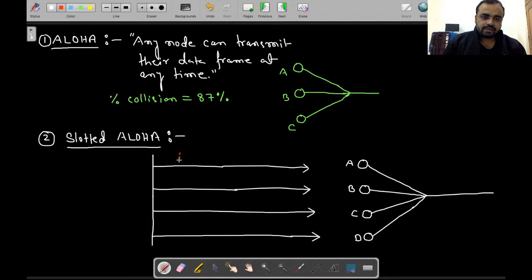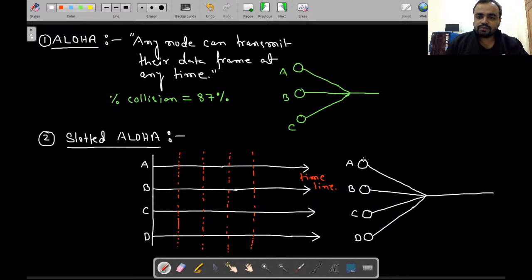We divide the entire timeline into slots, and a slot is nothing but the transmission time of a single frame. So by this we are representing the timeline. Now suppose this is the timeline of node A, this is the timeline of node B, C and D. There are four different nodes connected with the common medium.